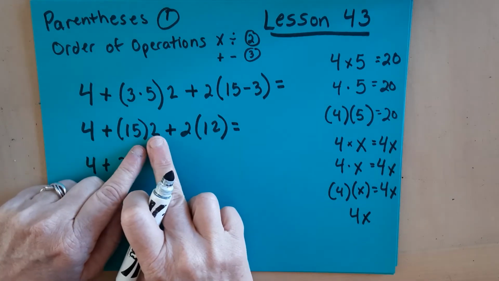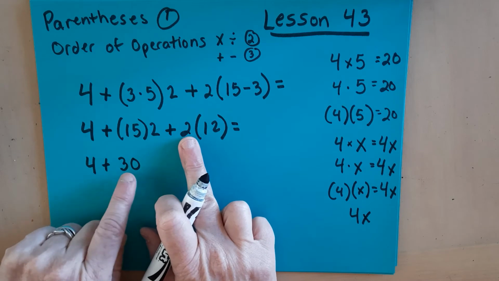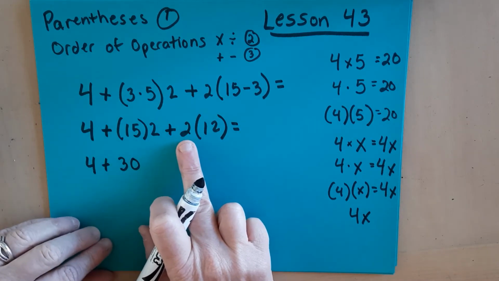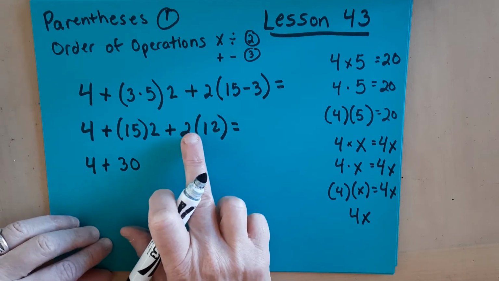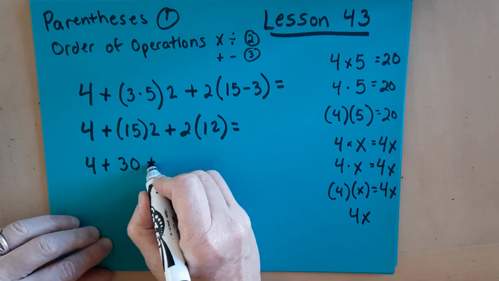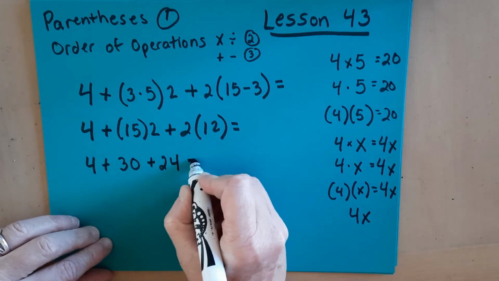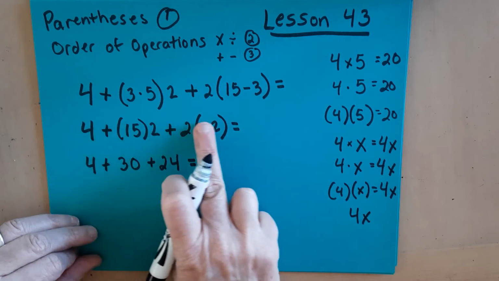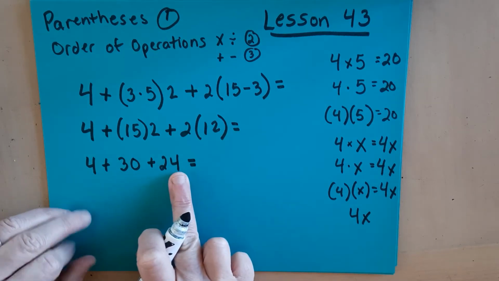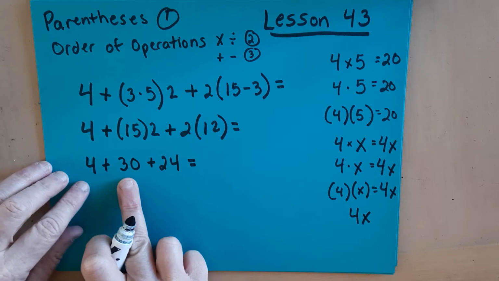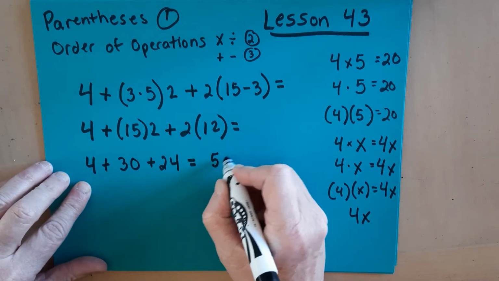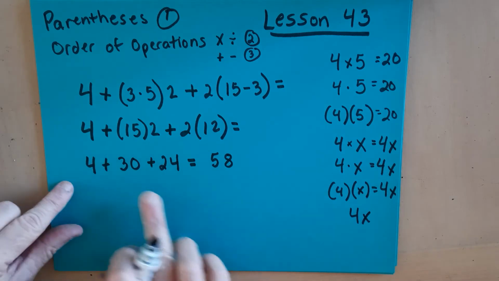Now we'll continue on. We have a plus 2, but we don't want to add 30 plus 2 because we have to look for any remaining multiplication problems. There is another one, 2 times 12, and that equals 24. So lastly, now that we got rid of all of the multiplication and or division, now we can go ahead and add. So now we can say 4 plus 30 is 34. 34 plus 24 is 58. Now that is how you would do this problem.